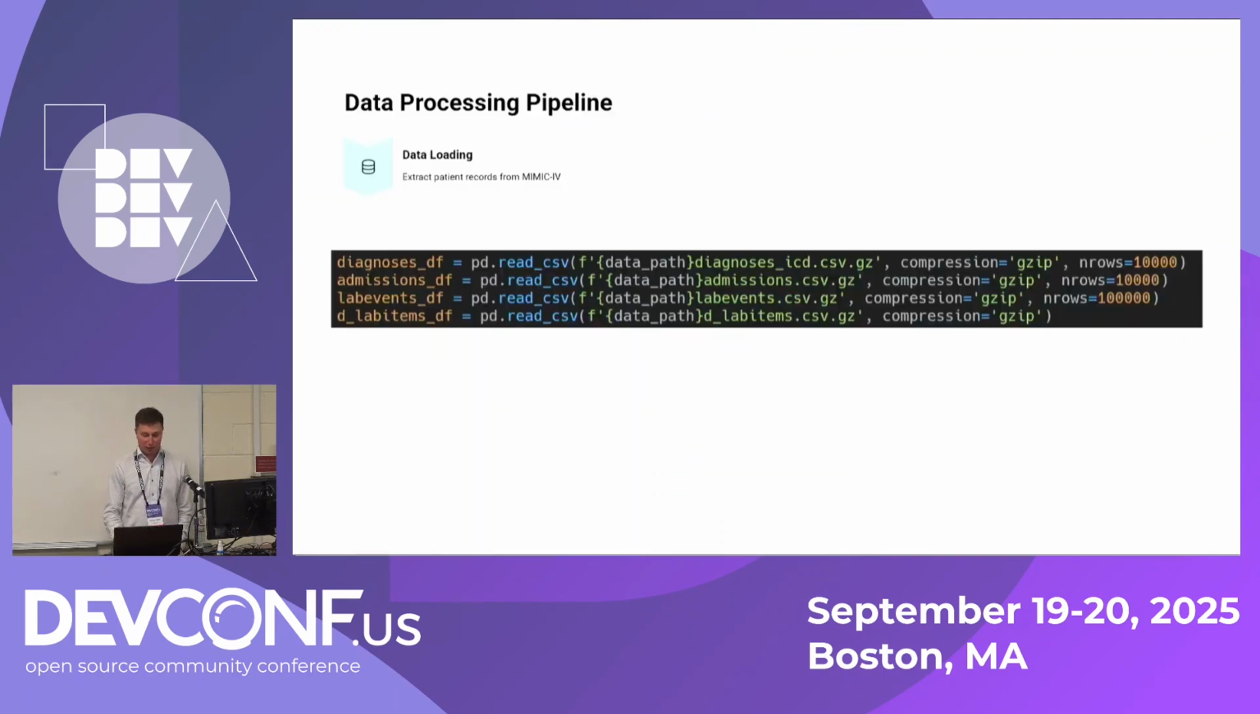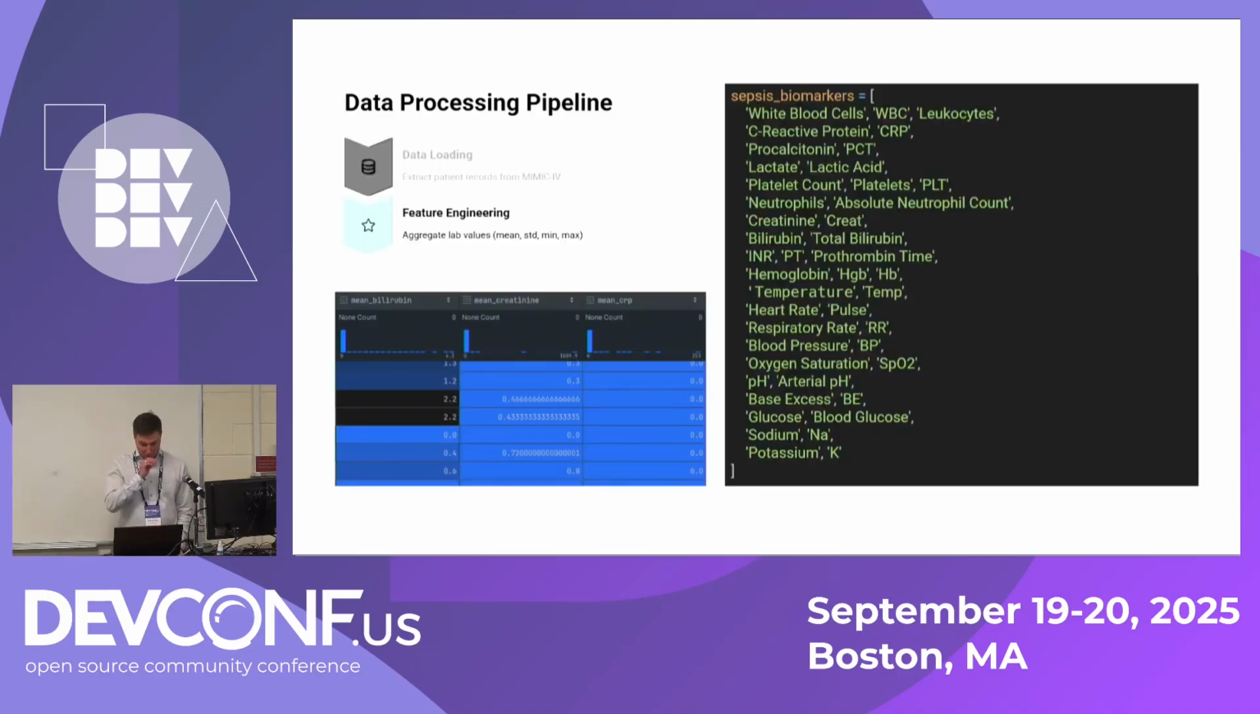So I talked about advanced analytics. This is where I need to explain what I meant by that. We start with just loading the data from the MIMIC data source. And then for this specific example, I'm training a model that is going to detect sepsis, and is going to basically say, yes, this person is likely to have sepsis.